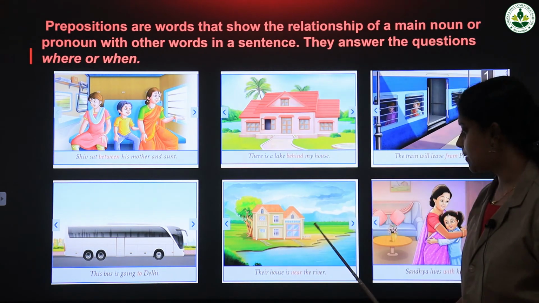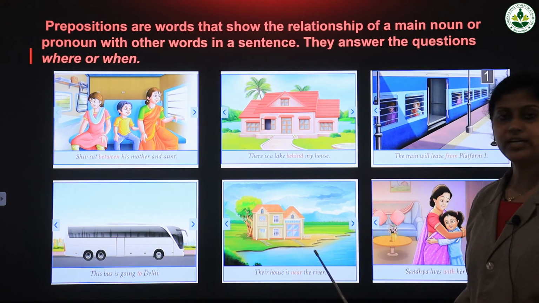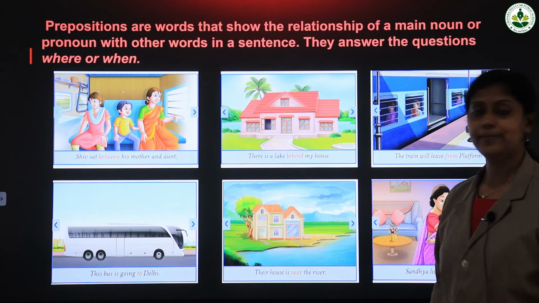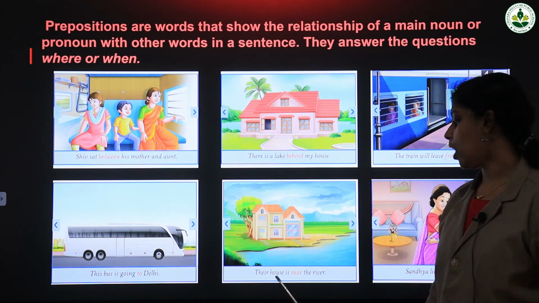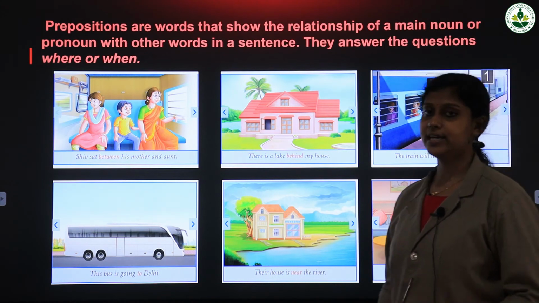Look at the next picture. Here you can see the picture of a house and also the picture of a river. Can you read this sentence? Yes. Their house is near the river.